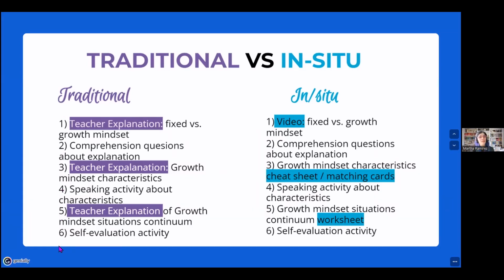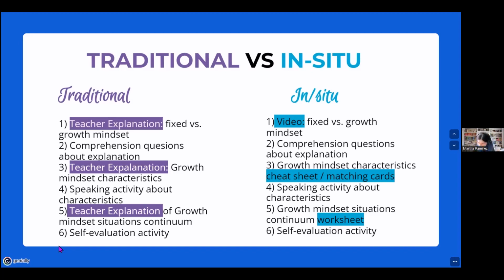First, I'm going to explain to my students what a fixed and a growth mindset are, what the difference is between them. Then I ask them to do some comprehension questions. Because I'm working with teachers and we're educators, I want them to also learn about the characteristics of a growth mindset based on the work from Brock and Hundley. So I explain it to them one by one. I'll tell them, a growth mindset educator is empathetic, and that means this and that. Then I'll ask them to do a speaking activity based on these characteristics, and I'll provide some questions for them to talk about the characteristics so they can personalize.